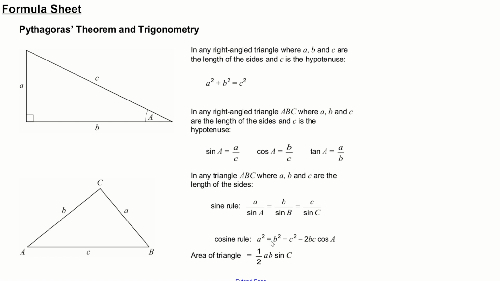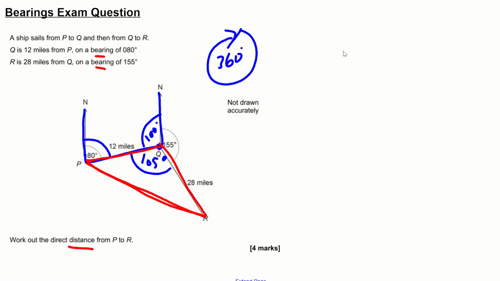I go to my formula page, and obviously I know it's cosine rule. There you go. And I'm now going to use it. So cosine rule says missing side squared. So that's our missing side. Let's call that A then. Some people call it X.